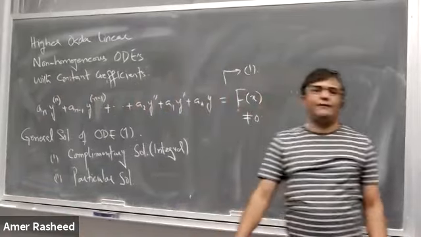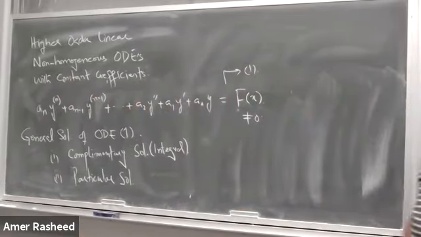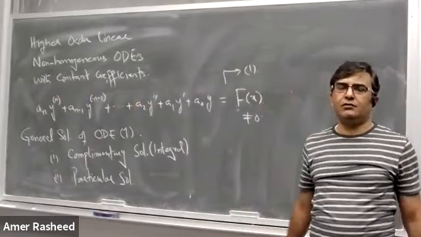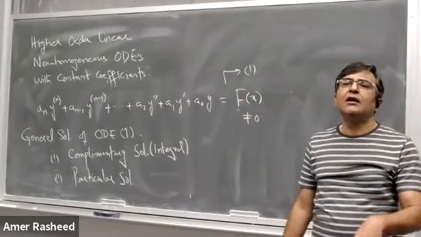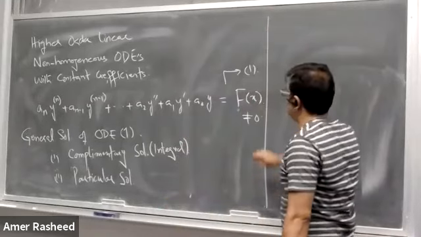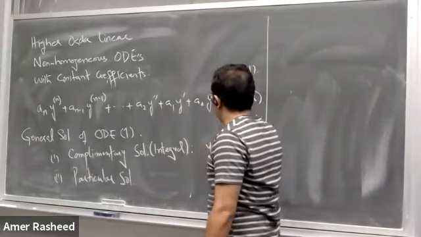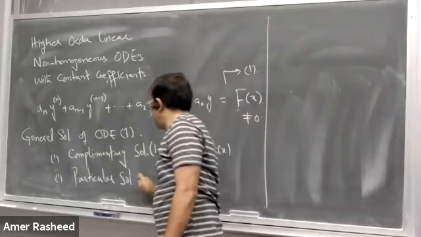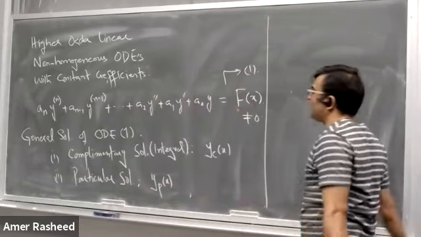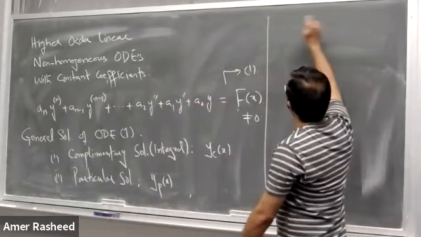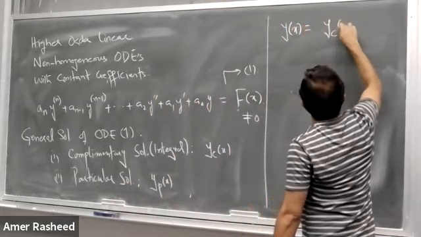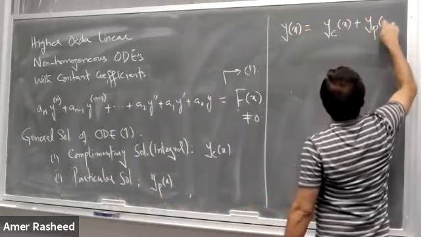So the general solution of this equation 1, which is non-homogeneous, is basically the sum of two kinds of solution. One is the complementary solution and the other is the particular solution. The complementary solution is denoted by yc of x, and the particular solution is denoted by yp of x. Then the general solution y of x is in fact yc of x plus yp of x.